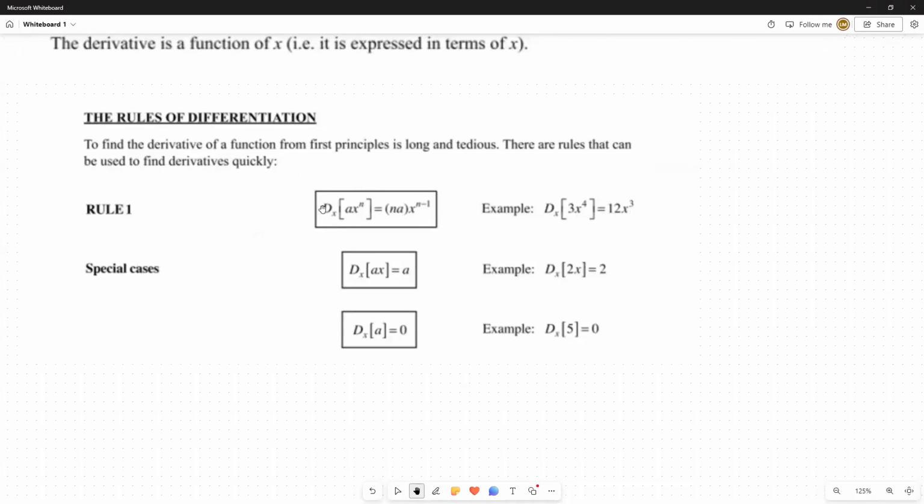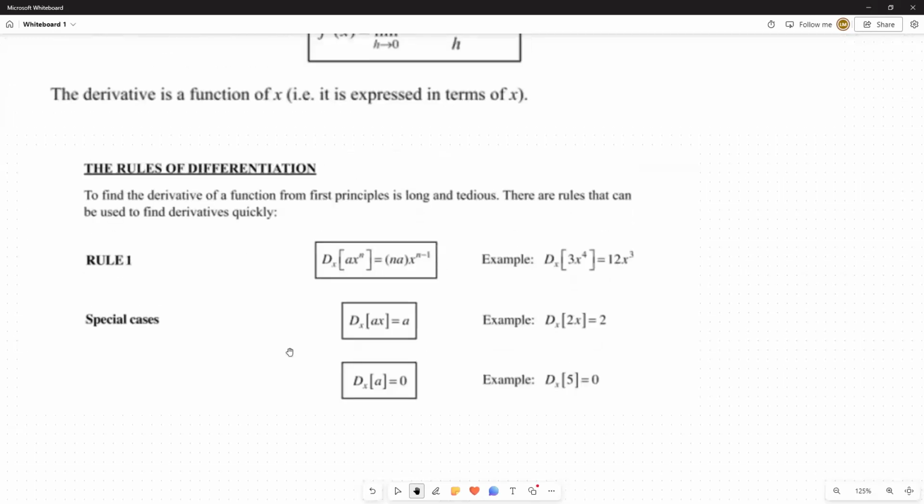Rule 1 says if you want the derivative of a x to the power of n, what we're going to do is drop the n and then subtract 1 from the n. Let me give you an example. We also have special cases, where we have a x and the derivative would just be a constant, and the derivative of a constant is equal to 0.